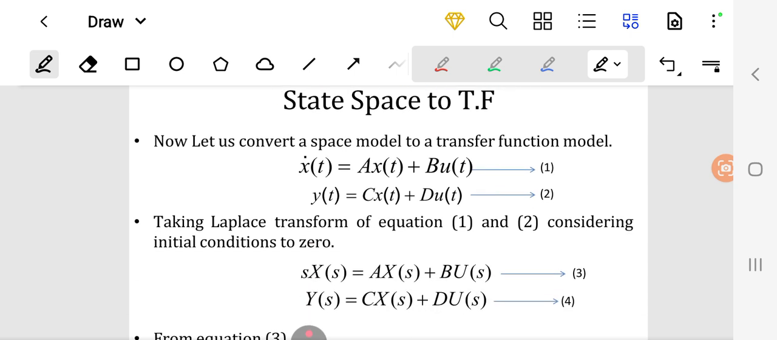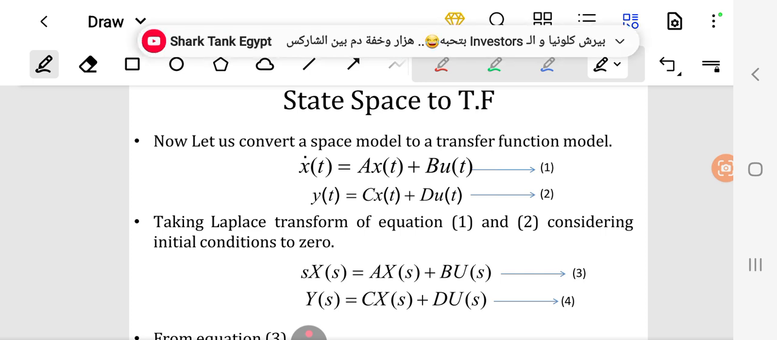Now we will see how to convert state space to a transfer function. We have the state equations x dot equals Ax plus Bu and y equals Cx plus Du.